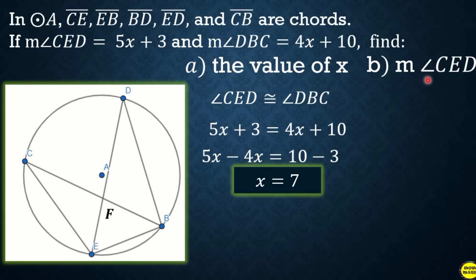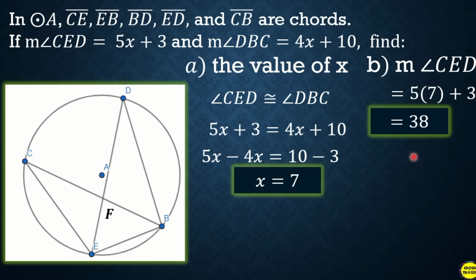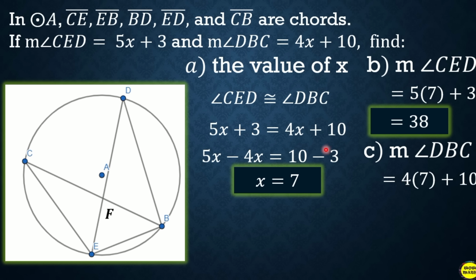And find the value of the measure of angle CED. So ang CED natin is 5x plus 3. So papalitan lang natin yung x natin ng 7. And that is 5 times 7 plus 3. The answer is 38. For letter C, find the measure of angle DBC. So si DBC, that is 4x plus 10. Ganun lang din. Papalitan natin yung x natin ng 7. So that is 4 times 7 plus 10. 28 plus 10, that is 38. So again, they are equal.